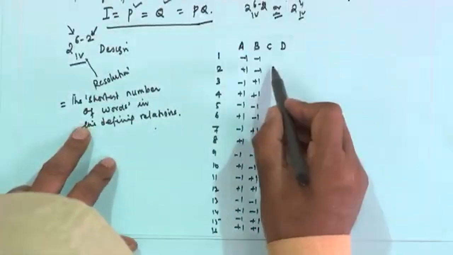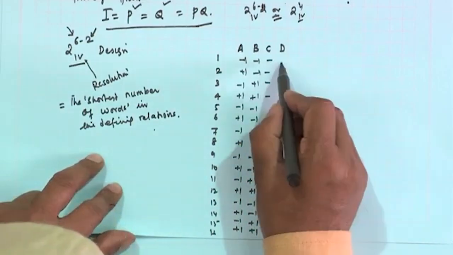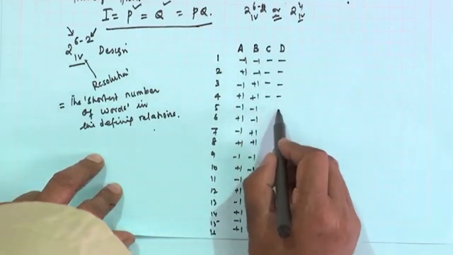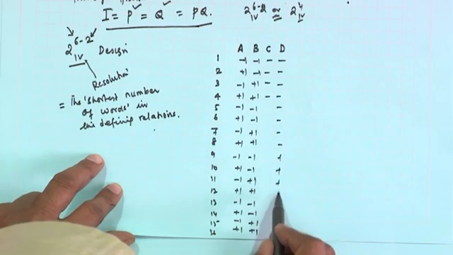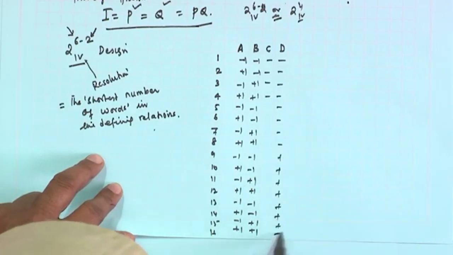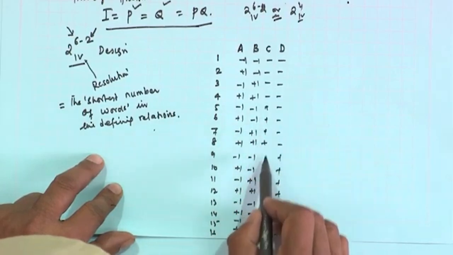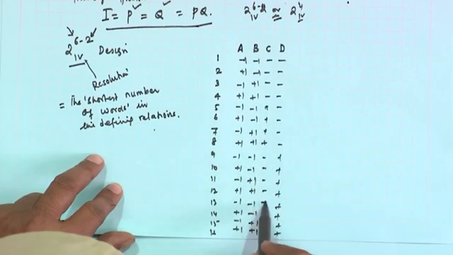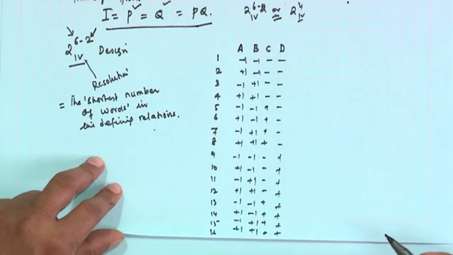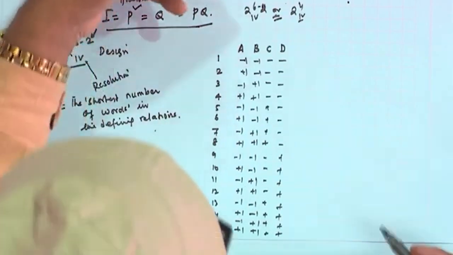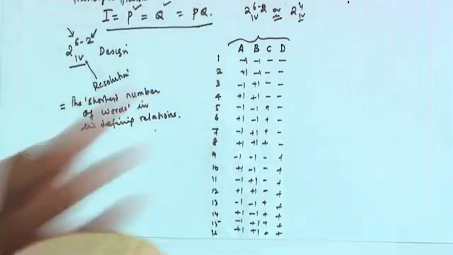Okay. So, in the same way, for C: four minus, then four plus, and so on. For D: eight minus up to 8, then eight plus, like this. Here plus plus plus plus, minus minus minus minus, plus plus plus plus. So, put 1 in between. Okay. So, this is the full factorial with reference to 4 factors.